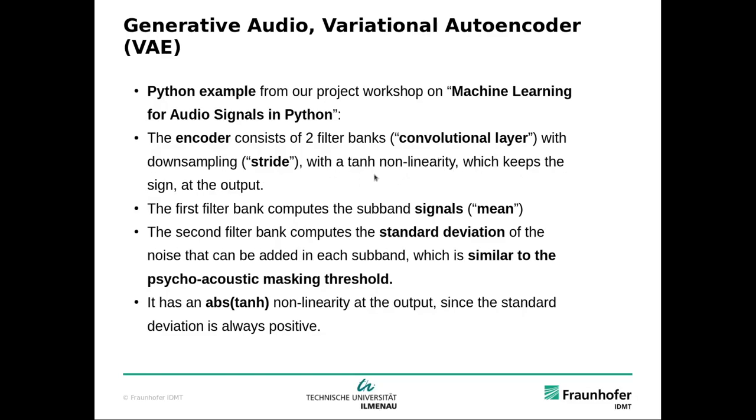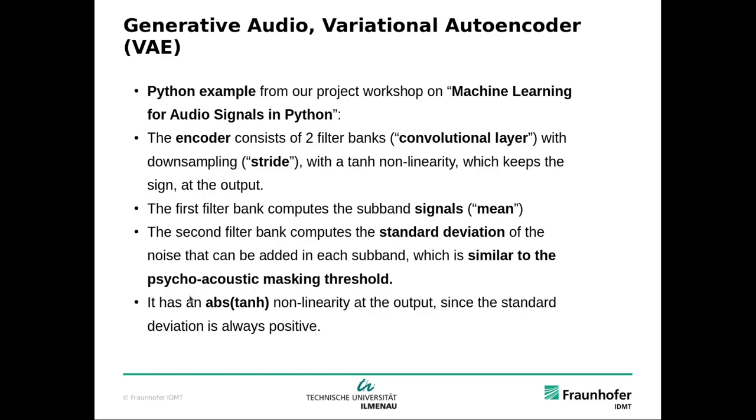So it's basically like a saturation function. It doesn't go above 1 or below -1. So the first filter bank then computes the subband signals, which we call the mean value. And then there's the second parallel filter bank, which computes the standard deviation of the noise that can be added in each subband, which is similar to the psychoacoustic masking threshold. Right? So this basically acts like our psychoacoustic model.